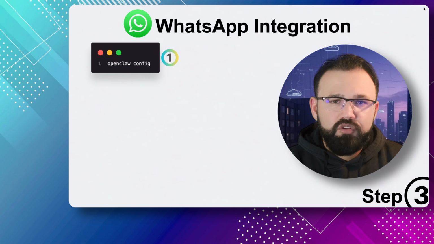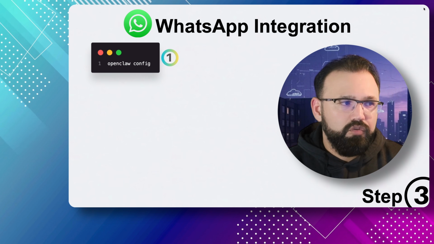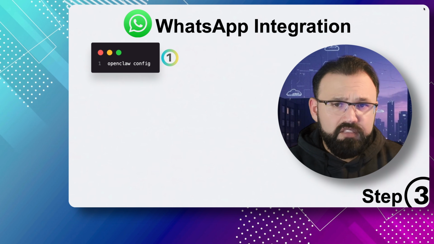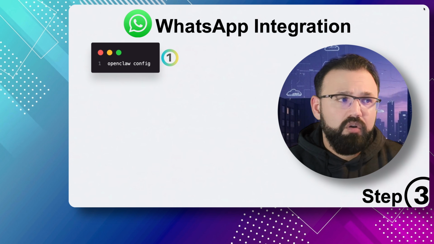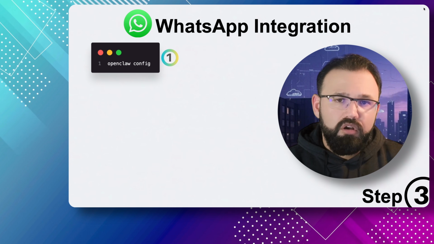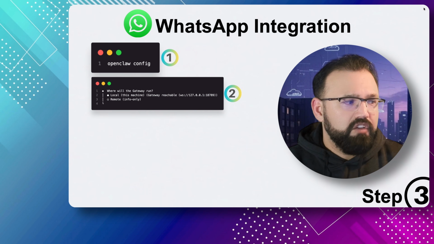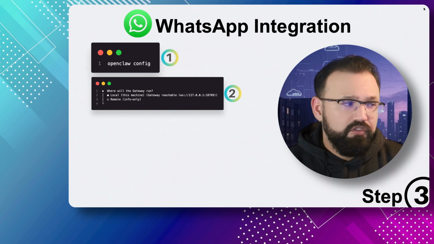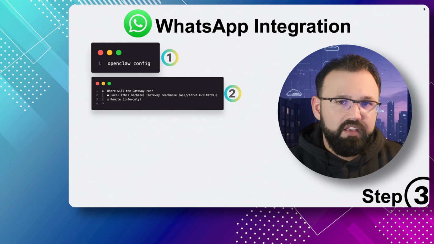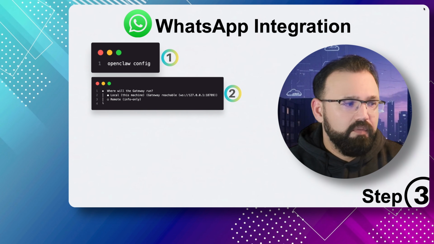Once you log in, you then need to integrate it with a specific channel. There are multiple channels supported. We'll show you how WhatsApp integration is possible. You just need to run openclaw config. It will ask you where your gateway is running. You need to select local because we don't want to expose it to the external internet.